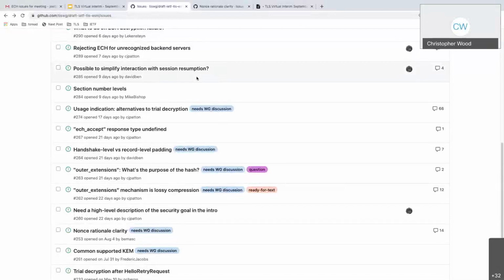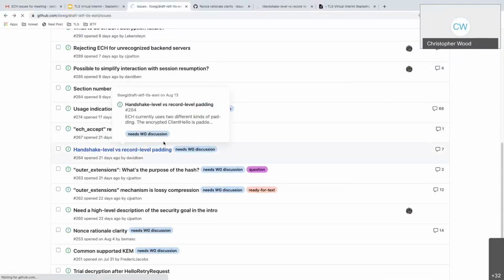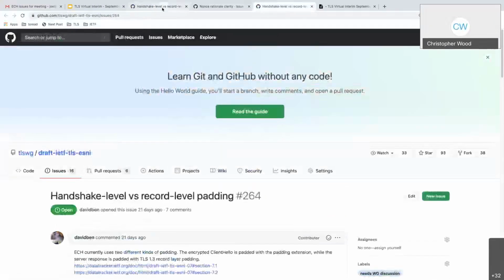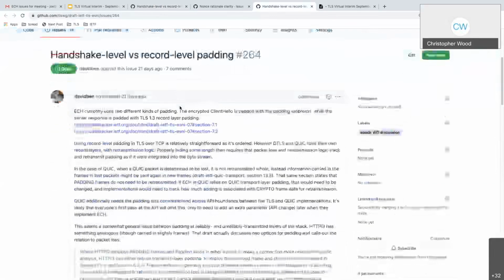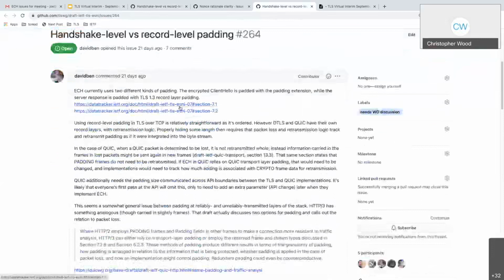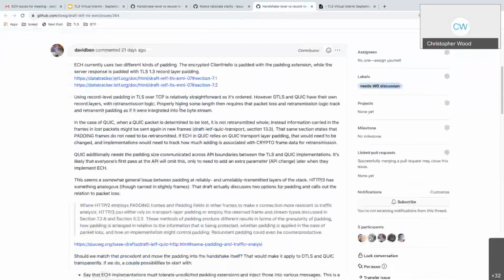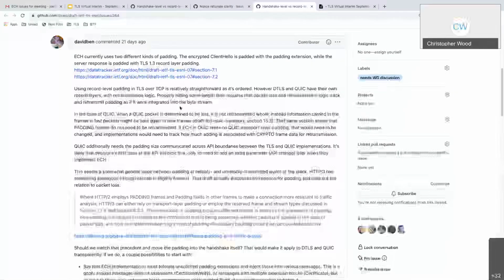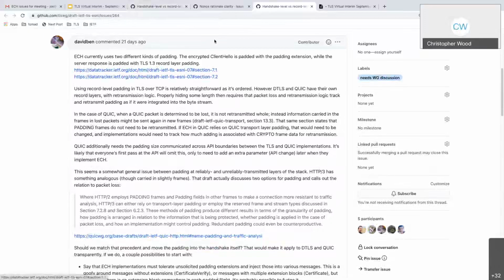All right. Number 264, please. Okay. So one of the details we lay out in the spec is that endpoints must pad parts of their handshake flight in order to hide metadata that would leak otherwise, like the size of a certificate that might depend on the SNI or other things. We currently rely on record layer padding to do so, but as David lays out in the issue, this could be problematic for QUIC implementations.